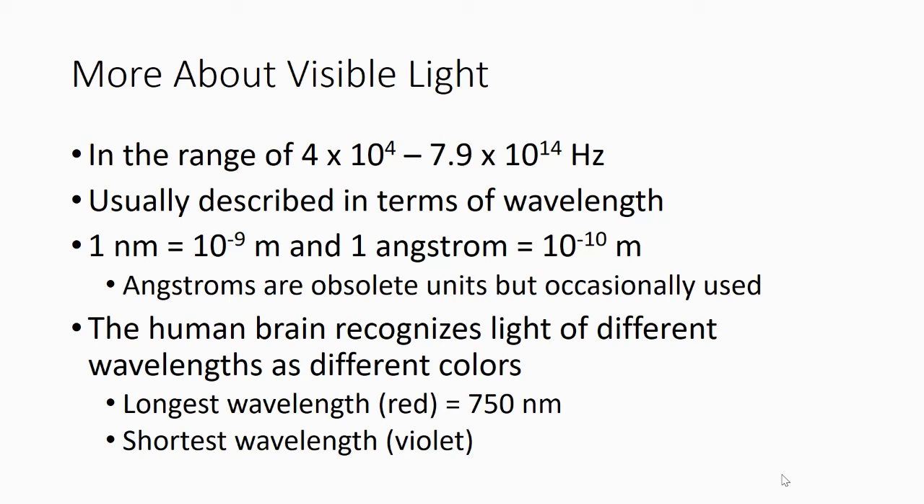The human brain recognizes light of different wavelengths or different frequencies as different colors. So the longest wavelength we see is about 750 nanometers, and then the shortest wavelength would be violet.